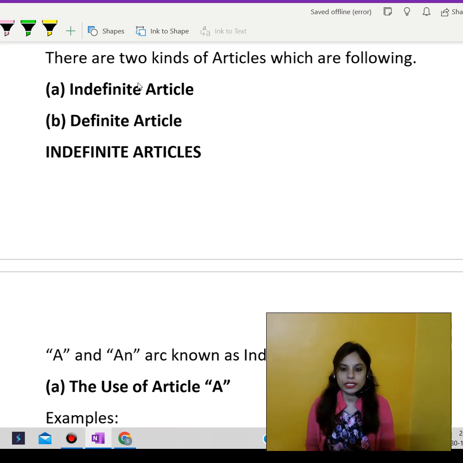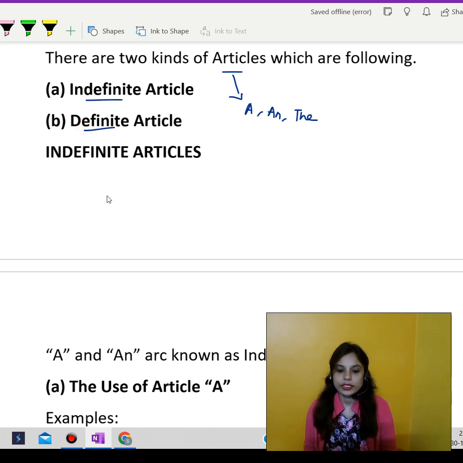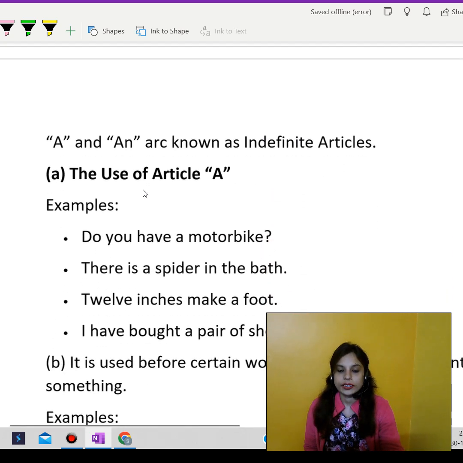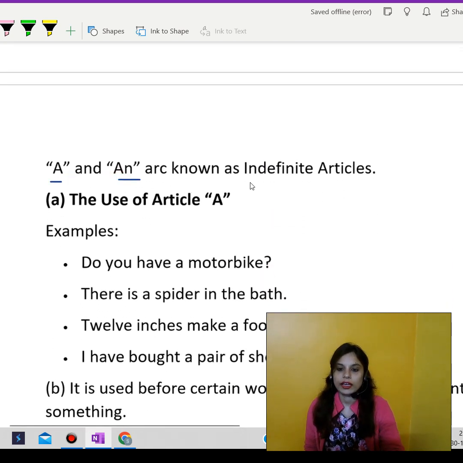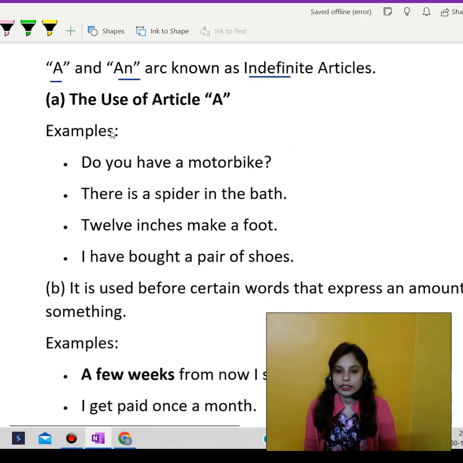different kinds of articles. Now in articles you all know we have a, an and the, right? So considering the indefinite articles and the definite articles, first we are going to focus on the indefinite articles, and this includes a and an as the indefinite articles. The use of a, where we can use the article a mostly in front of the consonants.